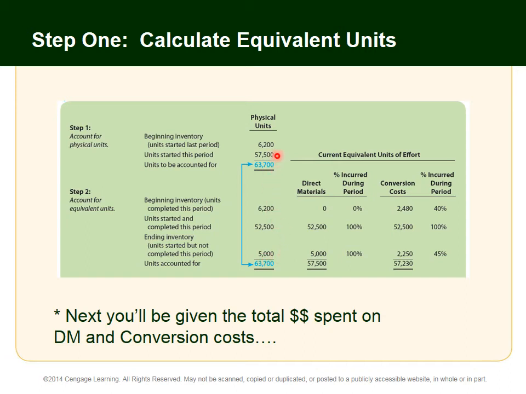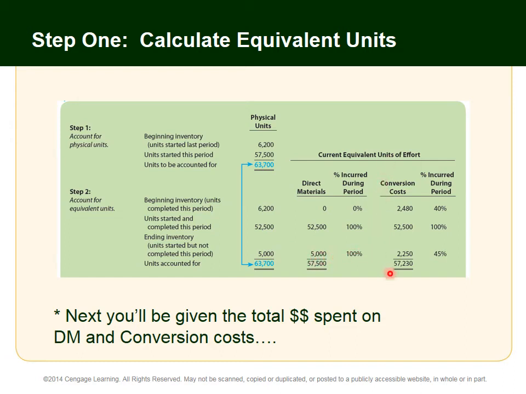We started 57,500, and let me show you something interesting. That 57,500, once you start it, that means that you've added all of those direct materials. But there are 5,000 left in ending inventory that we subtract from the units started to show that we started and completed 52,500. Okay, so no materials needed for beginning inventory. That's a pretty basic rule. 100% for all units started, whether they're finished or not.